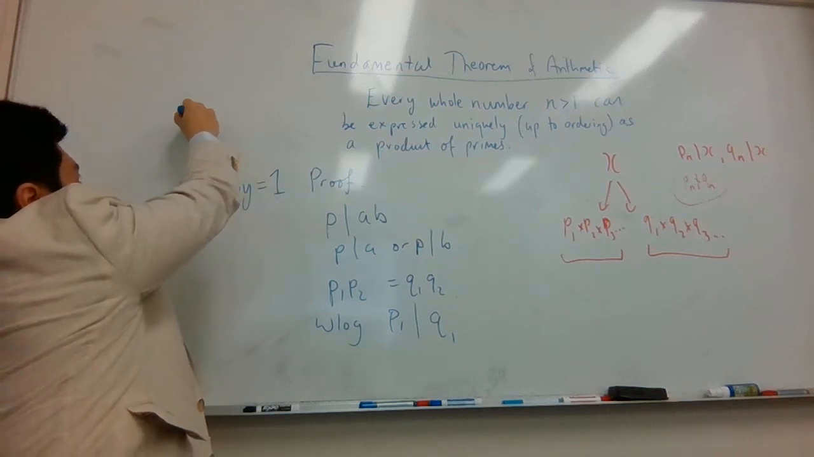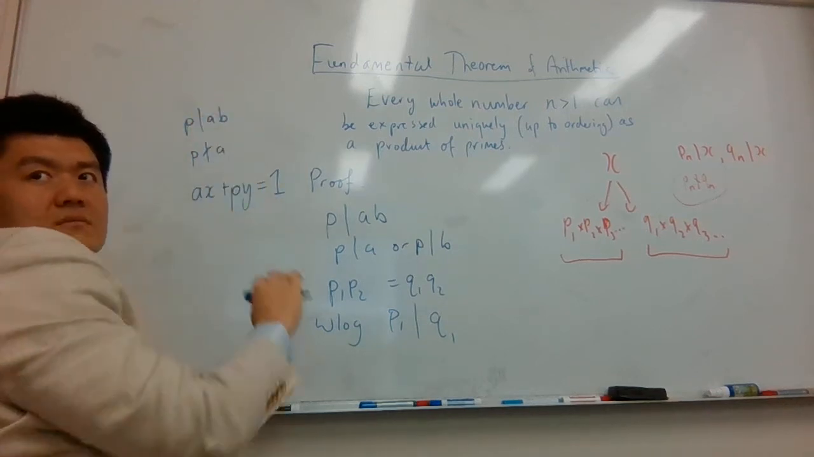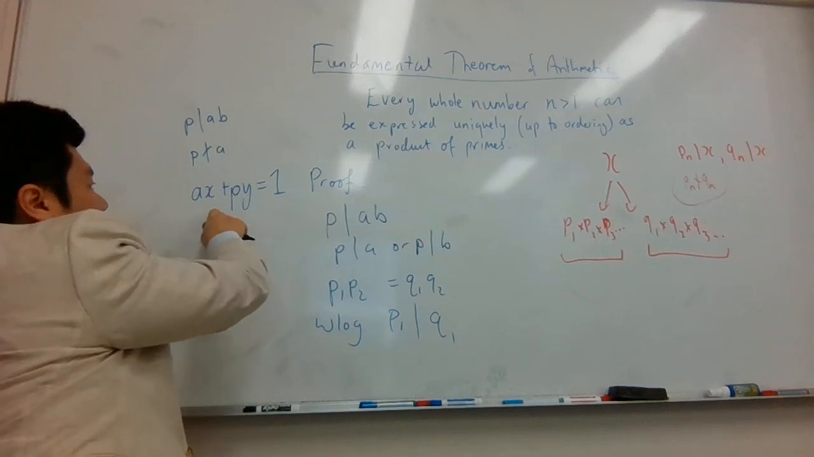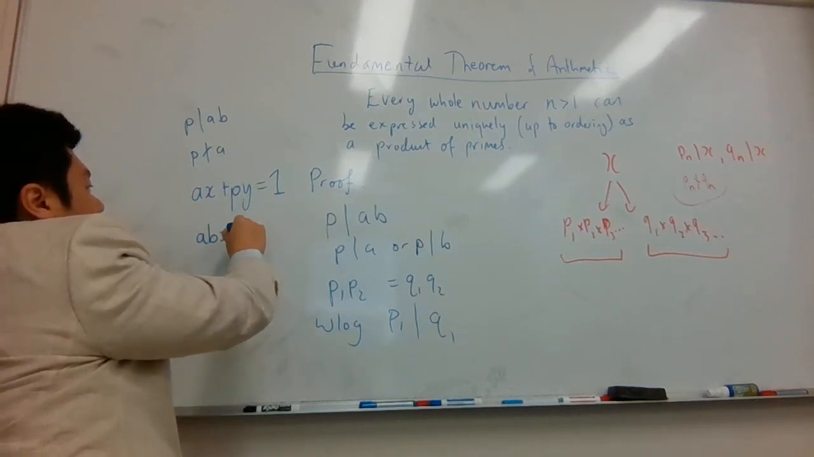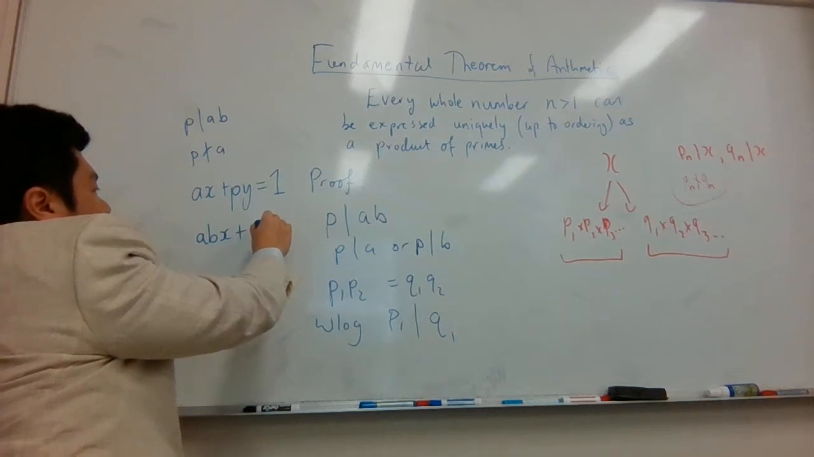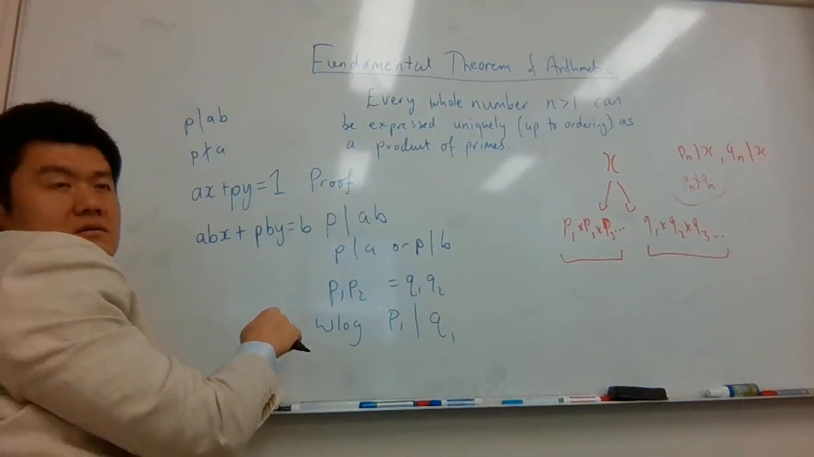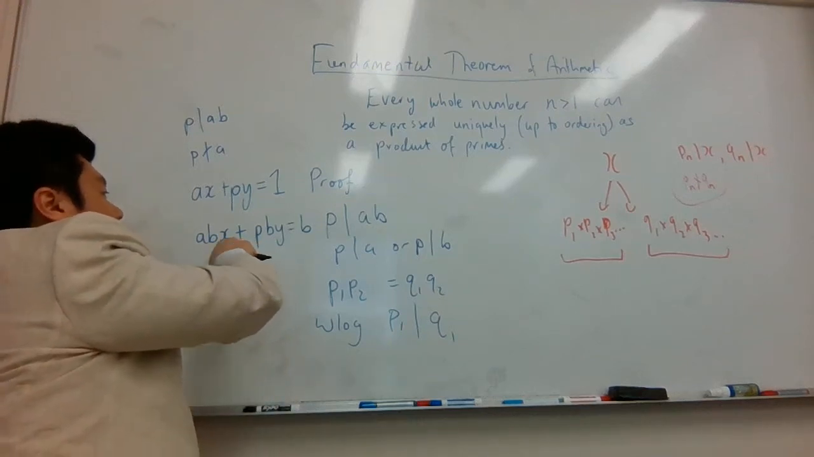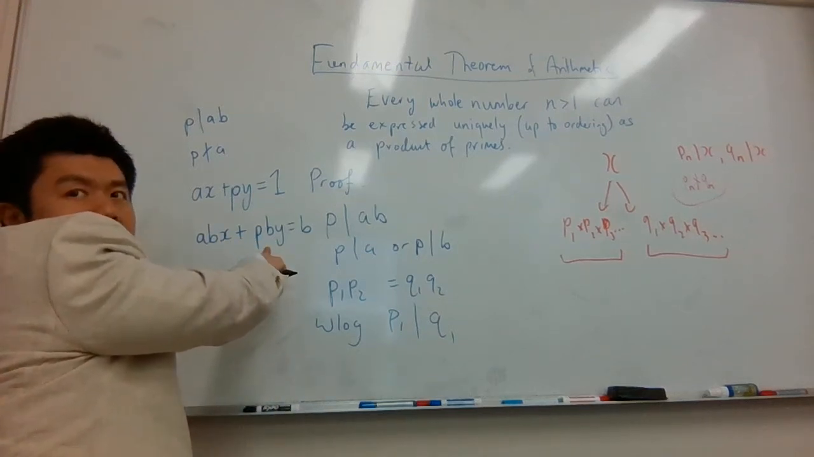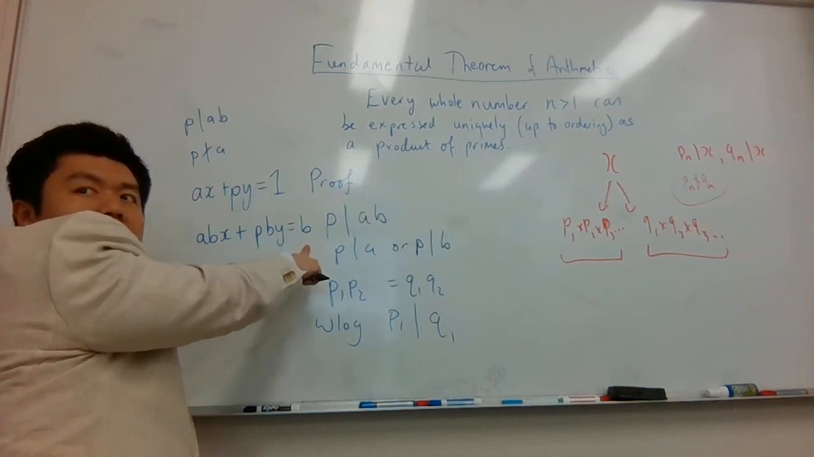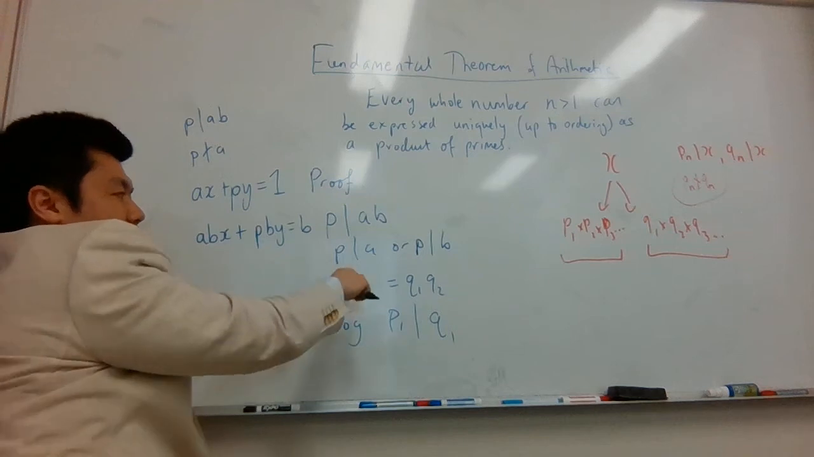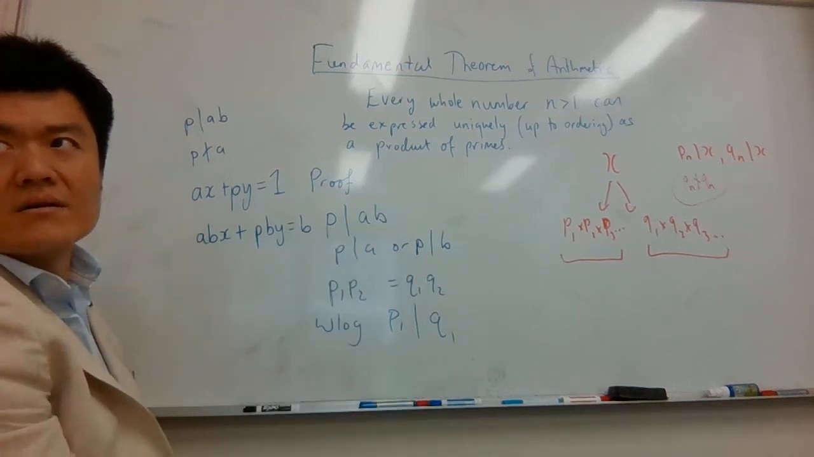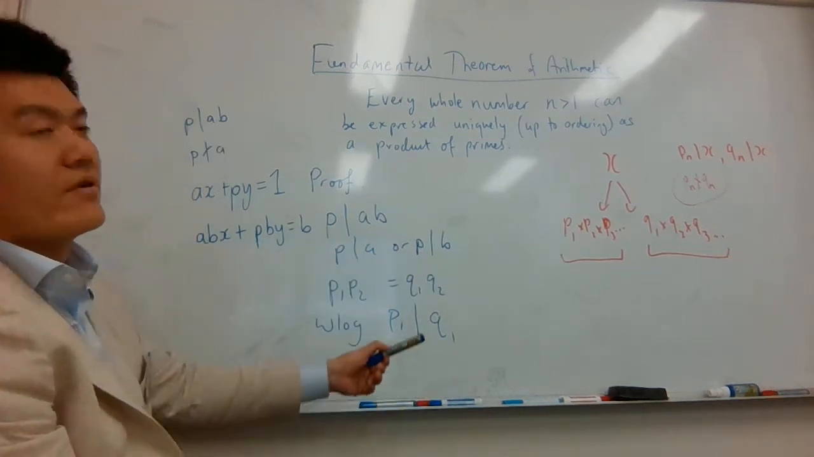And if that's the case, then you can multiply. The assumption is P divides AB. You can multiply both sides by B. You get ABx plus pBy equals B. So therefore P divides AB, P also divides this, so P has to divide B. So if it doesn't divide A, then it has to divide B. So it has to divide A or B. And then you can prove the fundamental theorem.